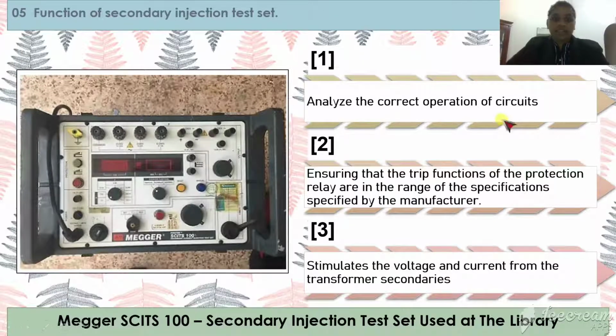The figure in this slide shows the secondary injection test circuit commonly used in the laboratory, which is a Mega SCITS 100 with a maximum rating of 100 ampere, 18 kVA and a built-in timer unit. Moreover, auxiliary relays, protective relays, metering devices, low voltage devices and protection circuits are some of the secondary protection systems that can be tested using the secondary injection test set.